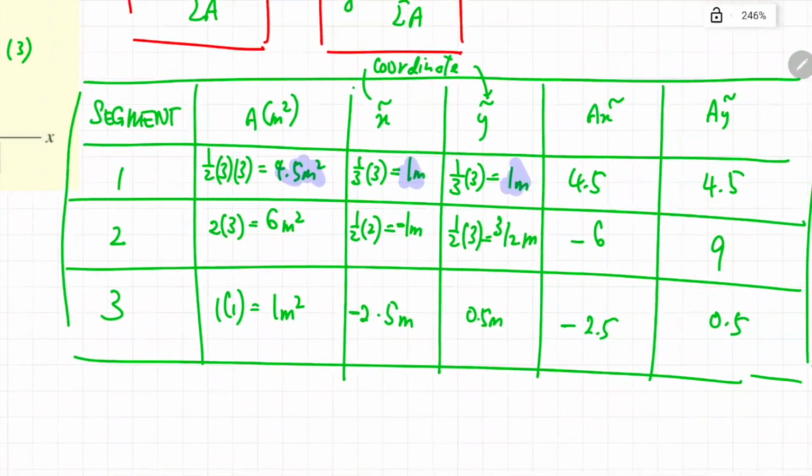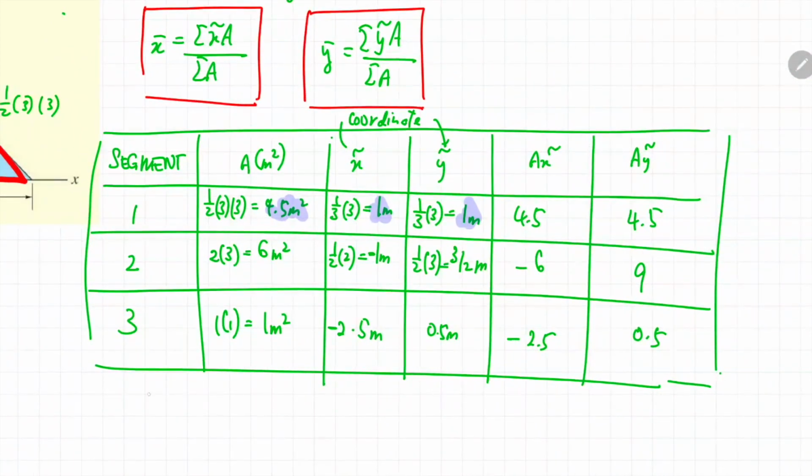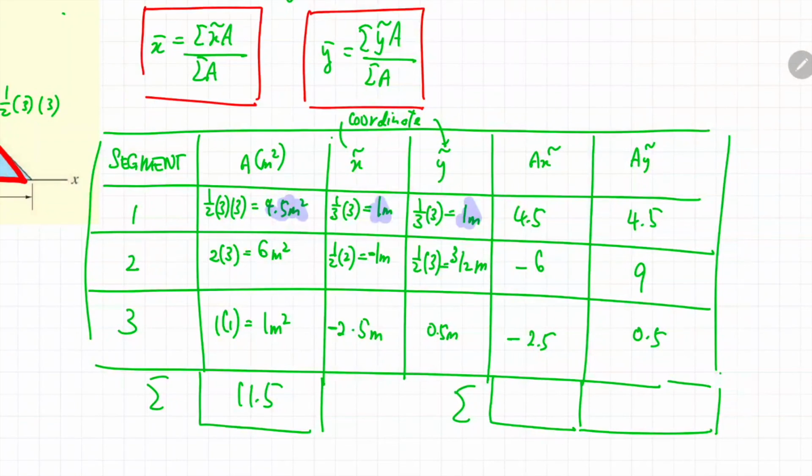Now, the next information you need is to sum up the total area of the segments. The total of the area for these three segments is 4.5 plus 6 plus 1, and you will get a value of 11.5. You also need the summation of the A x curve: 4.5 minus 6 minus 2.5, and you will get negative 4. Then sum up the A y curve: 4.5 plus 9 plus 0.5, you will get a total value of 14.